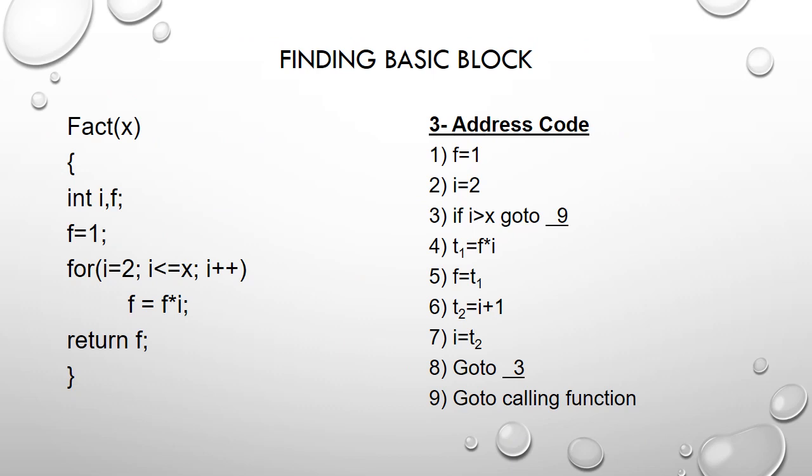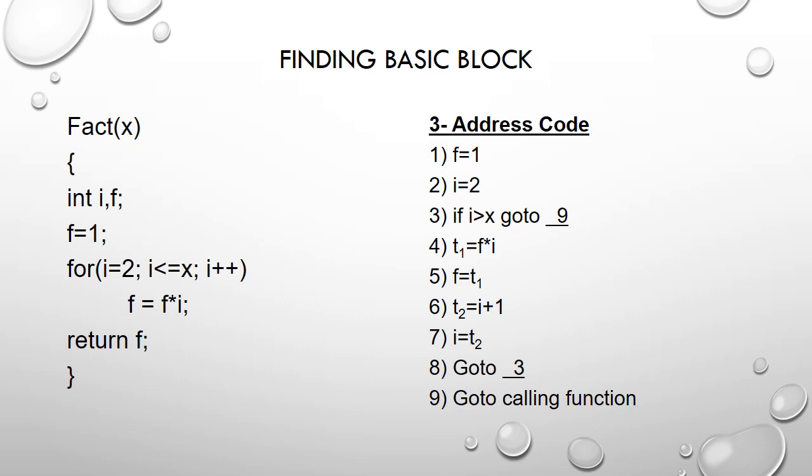Now consider a program. This program is about finding out the factorial of the given number. In this code, we have two variables, i and f. The value of f is initialized to 1, and then there is a for loop. The for loop runs from 2 to x, and it multiplies every value of i with the previous value of f. Once the loop ends, it returns f.